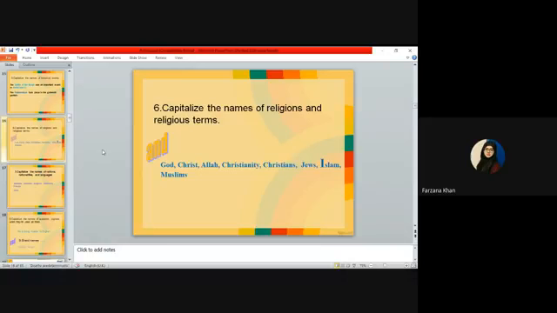Next is rule number 6. Capitalize the names of religions and religious terms. Whenever you write the name of a religion and religious terms within sentences, you will always capitalize them. God, Christ, Allah, Christianity, Christians, Jews, Islam, Muslims. So these are all names of religions and religious terms. That's why the first letter will always need to be capitalized.